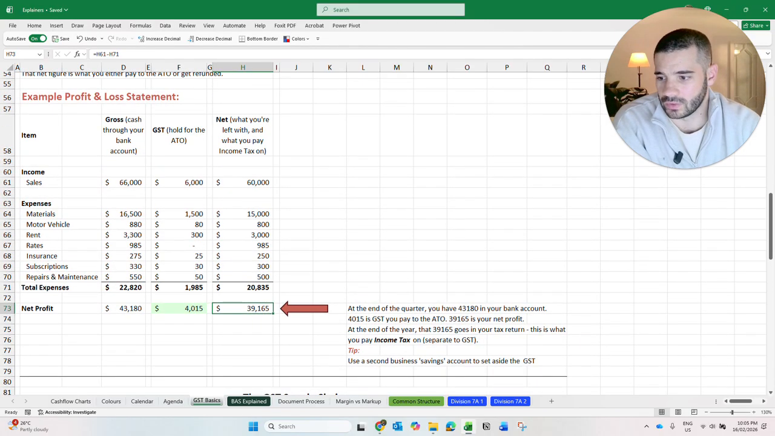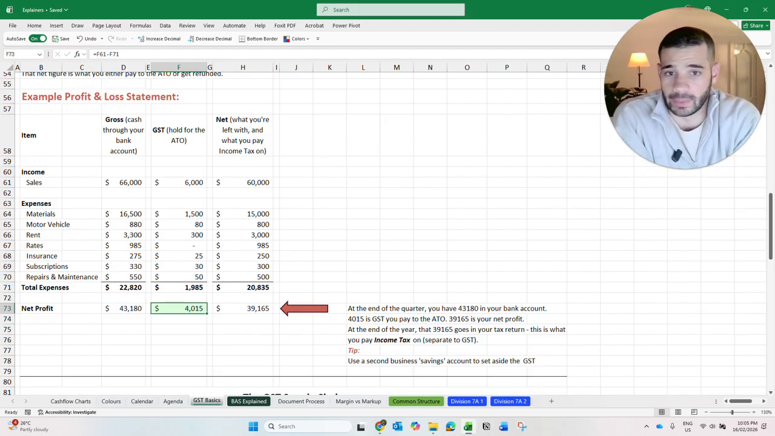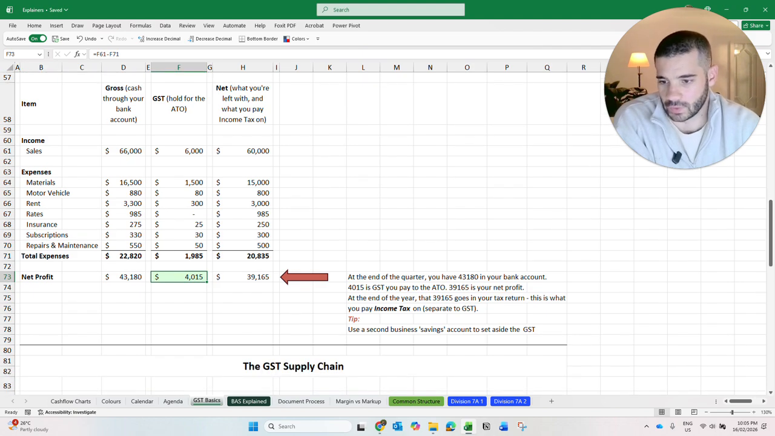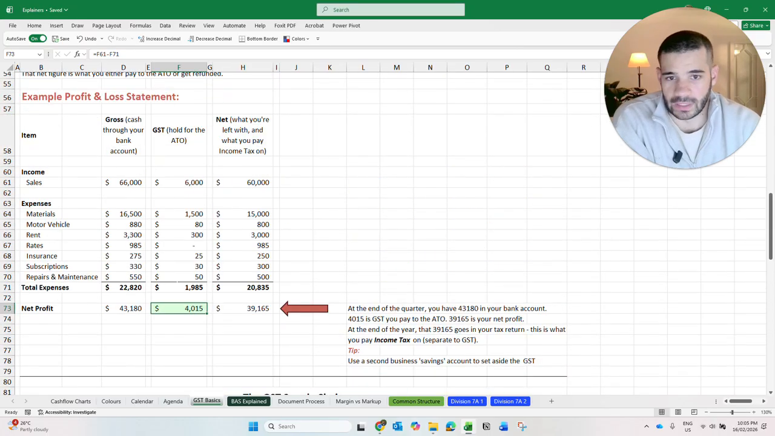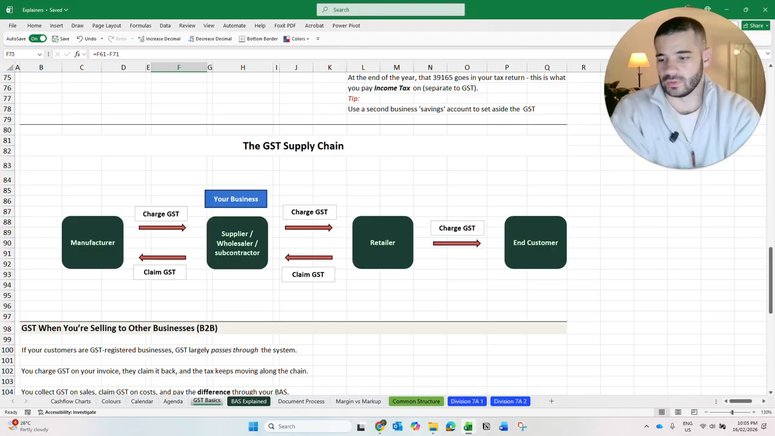And so it's a good idea to always set this aside in a separate savings account. I often recommend that people set up a second company bank account, for example, and every month or fortnight or quarter, they put some cash aside for the GST. It's probably best to do it fortnightly or monthly, or even weekly if you like, so that at the end of the quarter, you've got the $4,000 sitting there, it's ready to pay. You haven't spent it, okay? Hopefully that makes sense.